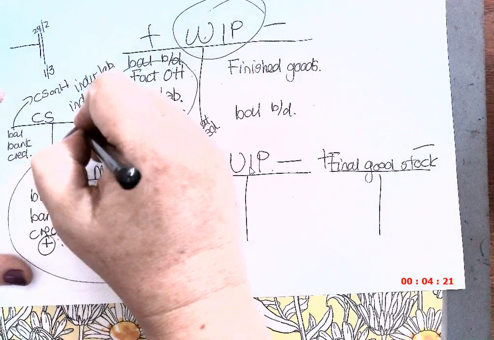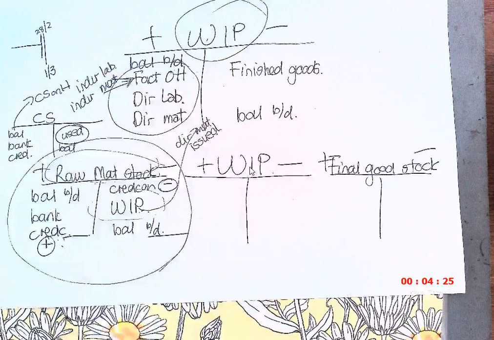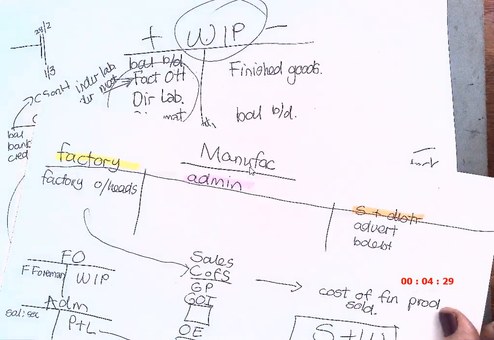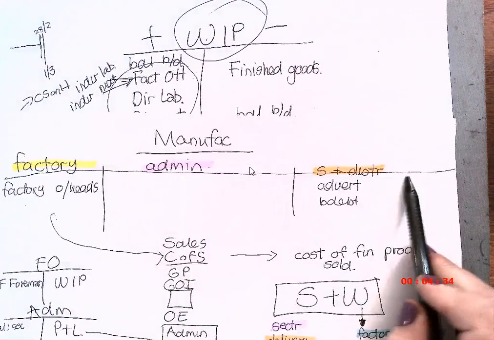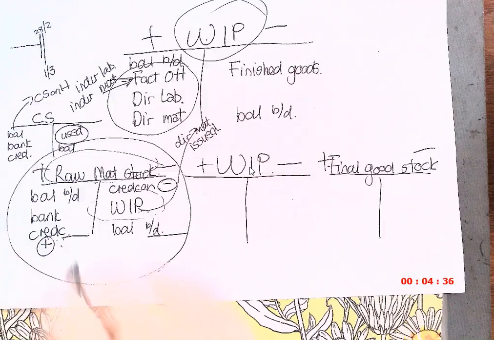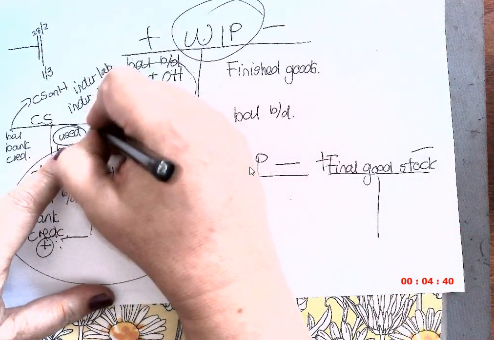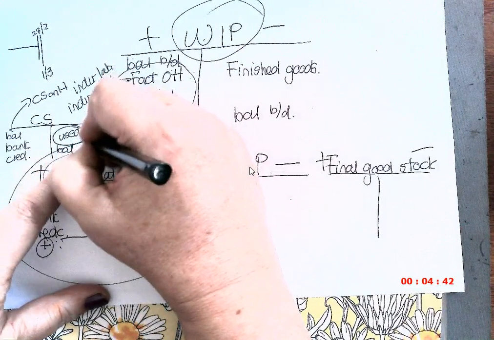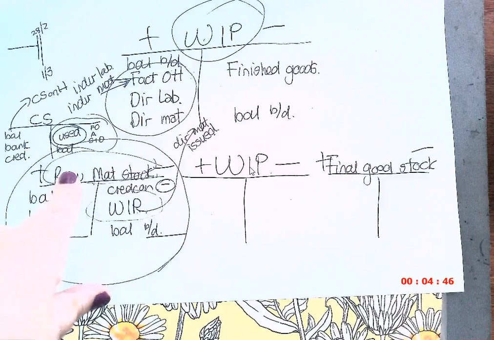And that which is used, they will divide according to where it was used. You see? So I will either take it to factory overheads, admin, selling and distribution. So it will actually be closed to all 3: factory overheads, admin, sales and distribution. The ones that are used. Does that make sense?